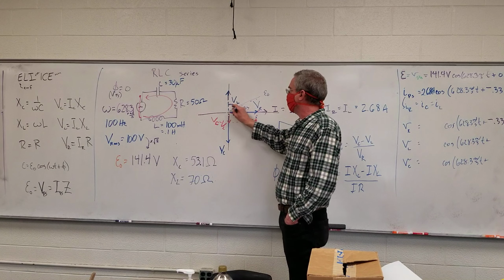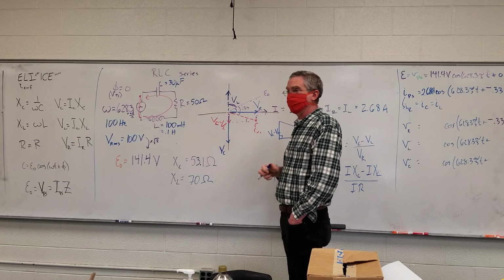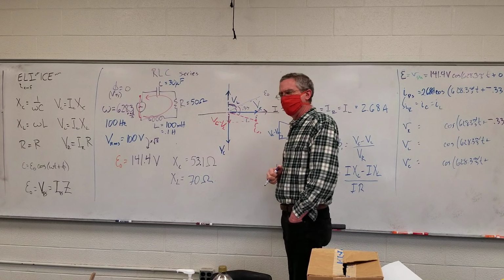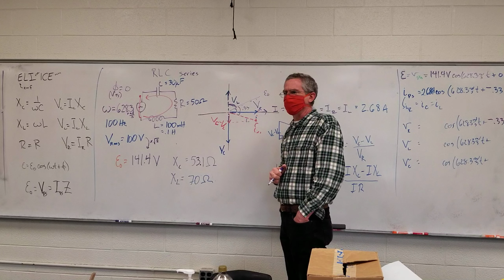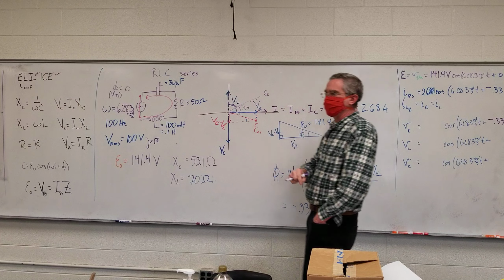What would this angle here be? Because this tells me how much VL is in front of my power supply voltage. It's going to be pi over 2 minus 0.33 radians. Okay, right, yes, there it is.